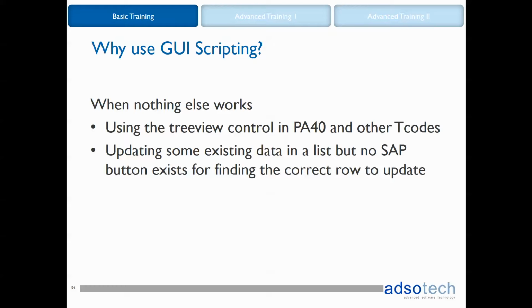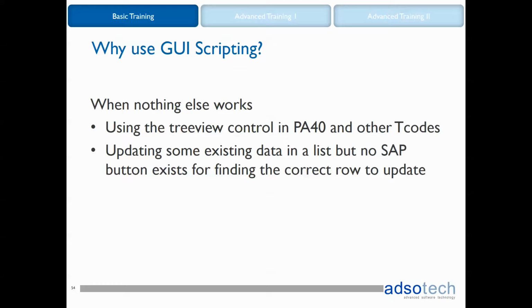You can use non-batch and batch mode to record PA40, but then you have to keep away from the tree view control. So what you would normally do in the tree view control, if you can accomplish that somewhere else by using the menus, using buttons, whatever, then you can record that transaction with batch or non-batch modes. But if you absolutely have to touch the tree view control, then non-batch and batch mode are not able to help you. GUI scripting is the only one that can go into the tree view control and handle it in some way or form.